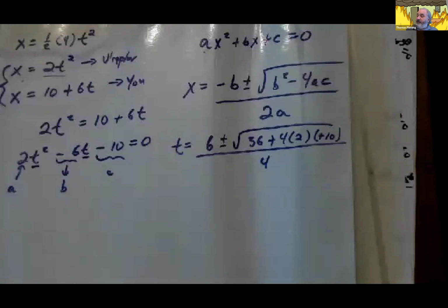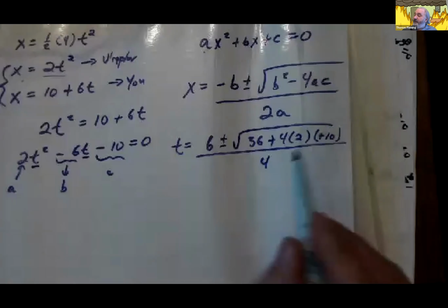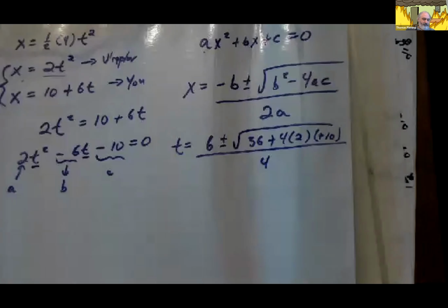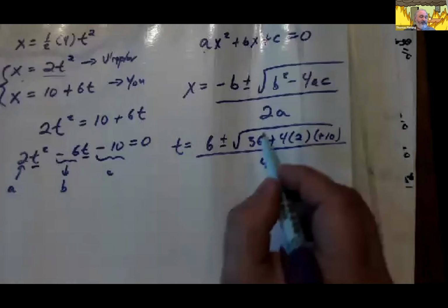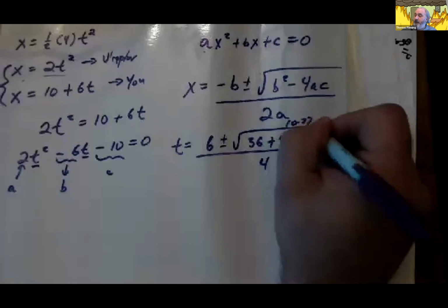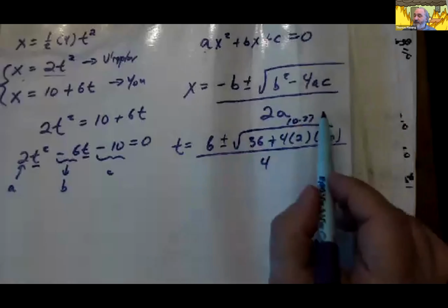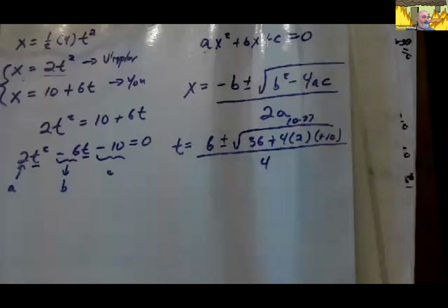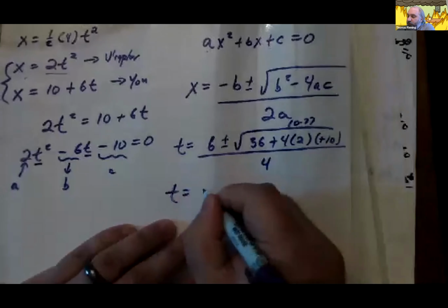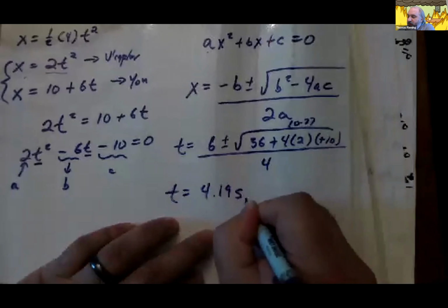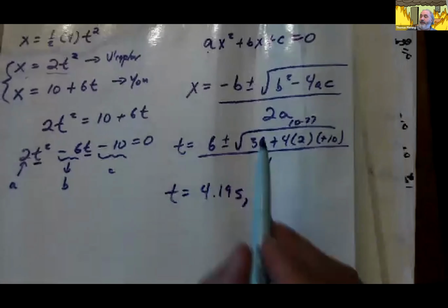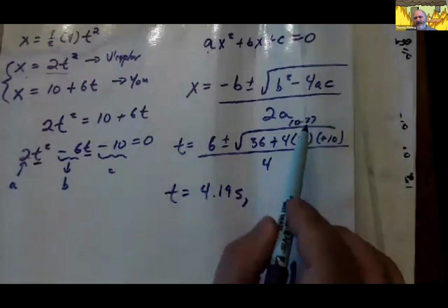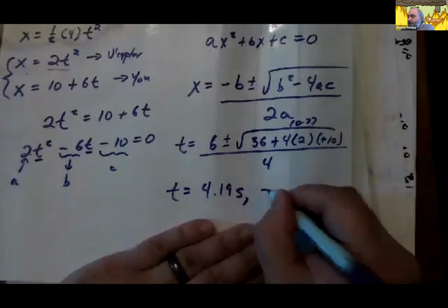So we solve this. So that's 80 plus 36 is 116. When I square root 116, this is 10.77 under the radical. Notice if I do 6 plus 10.77, that's 16.77, divided by 4 is 4.19 seconds. So one solution is 4.19 seconds. What about the other solution? Well, that would be 6 minus 10.77. That's going to be negative something. And negative time is stupid.